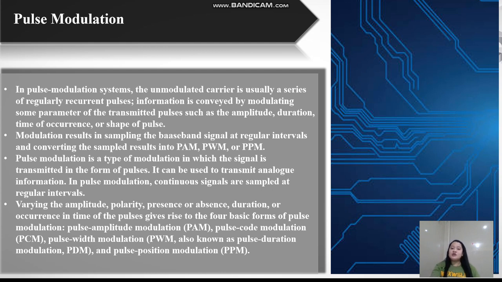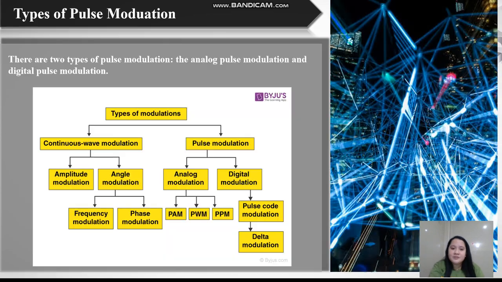So, it can be used to transmit analog information, and in pulse modulation, continuous signals are sampled at regular intervals, varying the amplitude, polarity, presence or absence, duration, or occurrence in time of the pulses gives rise to the four basic forms of pulse modulation: the PCM, the PAM, the PWM, and PPM.